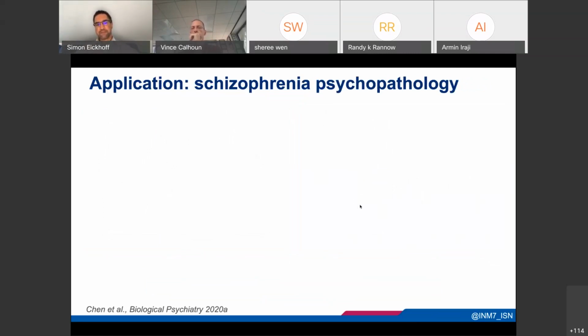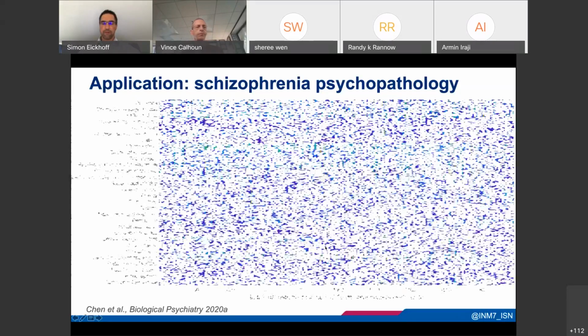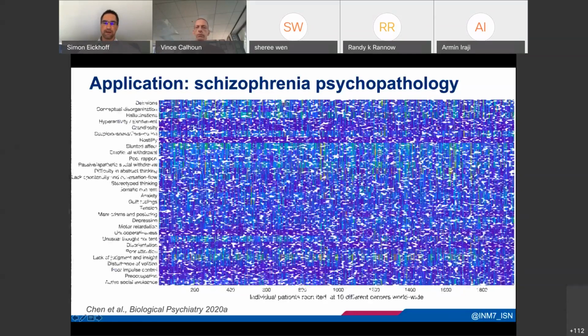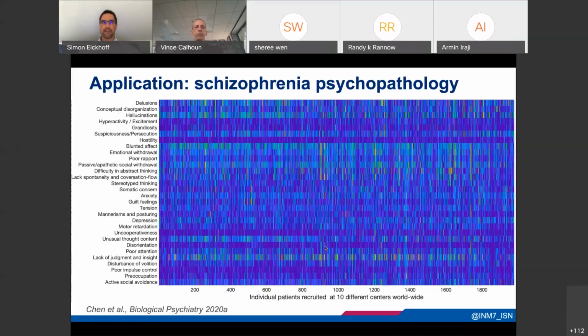Last but not least, I want to now wrap up a lot of the things that I've set up and show you one application example in somewhat more detail that really shows how these different bits and pieces would work together and give you, hopefully, a better picture of brain organization and pathology. What you see here is psychopathology information on patients with schizophrenia. More precisely, that's the PANSS scores from about 2,000 individual patients recruited at 10 different centers worldwide.